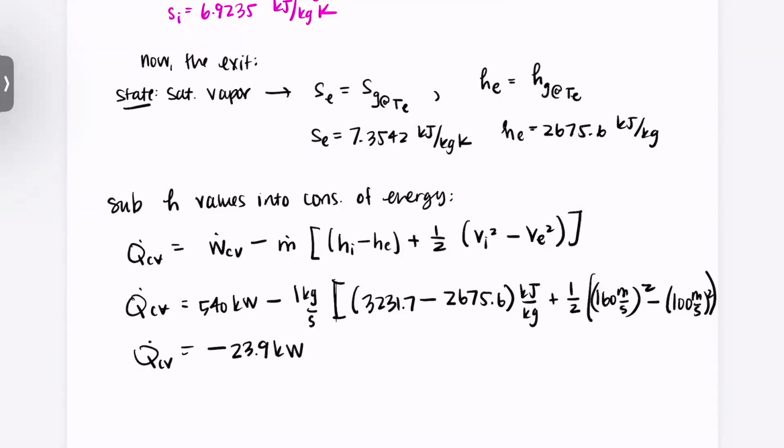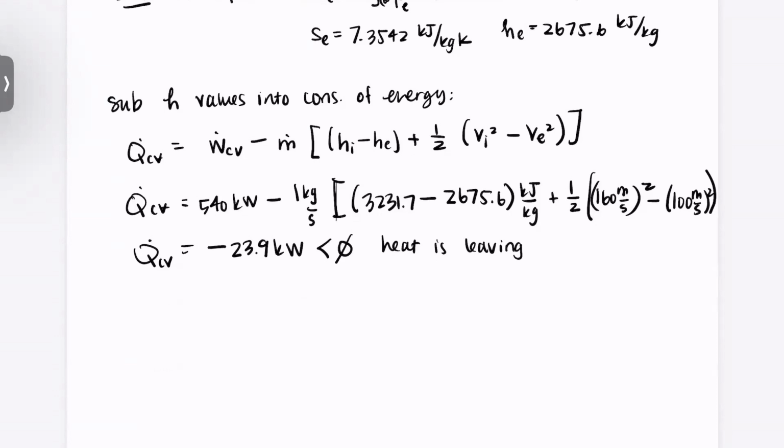kilowatts. Since this is a negative number, this means what? Heat is leaving, right? Or there's heat coming out, okay? So this is great. So now we can figure out S gen. So we're gonna plug Q dot CV into the entropy balance equation.